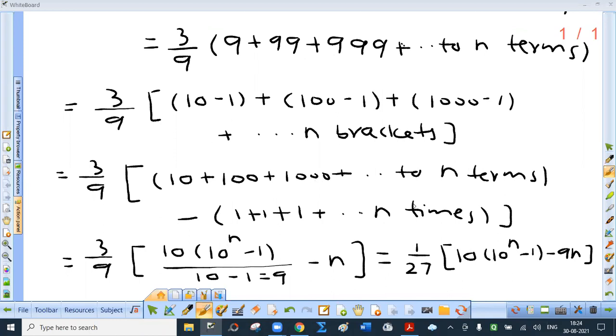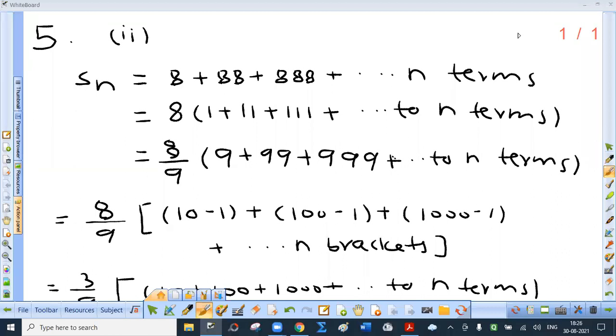And 1 + 1 + 1 n times is n. Now, 10 minus 1 is 9. LCM is 9. So what is the numerator? 10(10ⁿ - 1) - 9n. Now this 1/9 you can take outside the bracket. So 3/81, 9 × 9 is 81. 3/81 is 1/27.